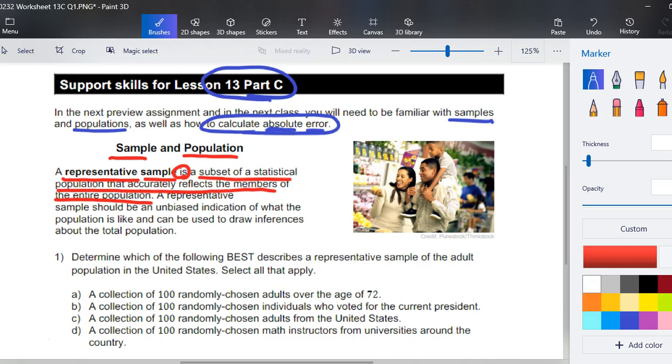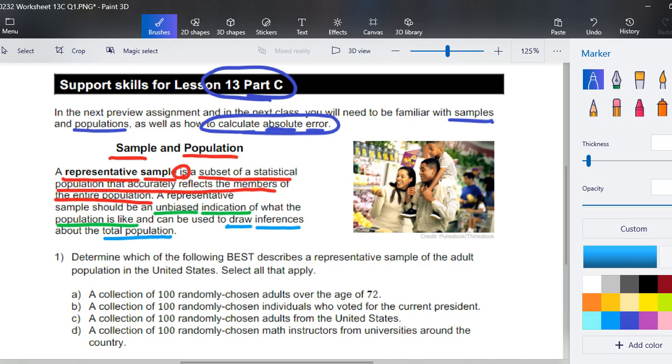A representative sample should also be an unbiased indication of what the population is like and can be used to, here's this word again, draw inferences about the total population. So that thing is packed full of information. Take another look at it, think on it, look at what is going on in that definition for representative sample.